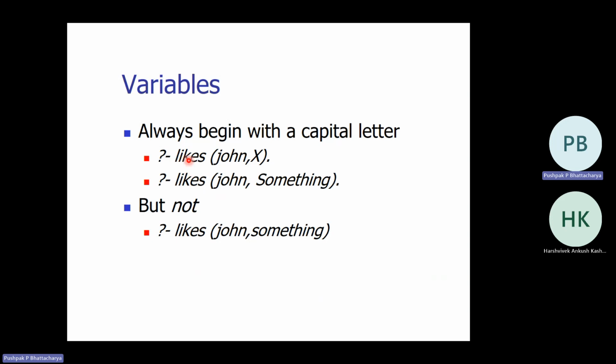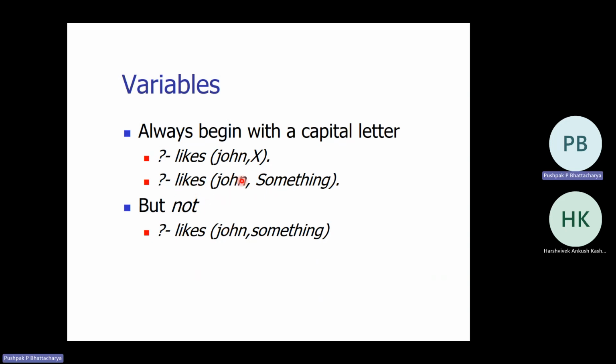So likes(john, X). This question mark here is a prompt in the Prolog interface. Likes John X: does John like X? This will be answered by matching a fact. Let's say John likes cricket. Then X will match cricket and the answer will come. X will get bound to cricket.